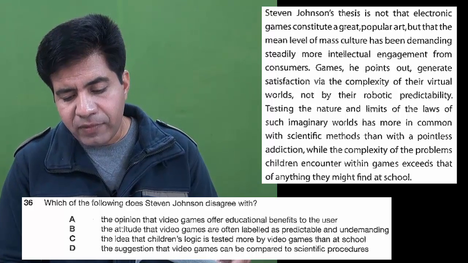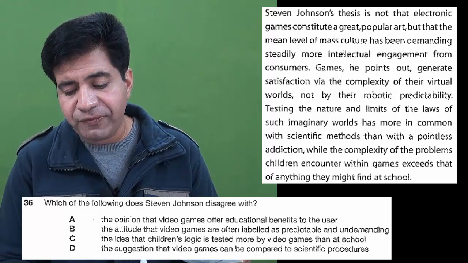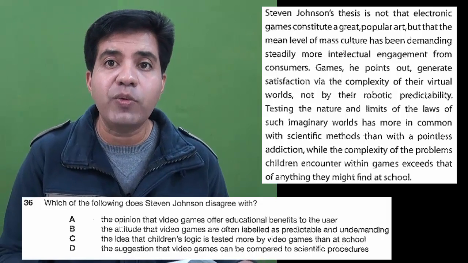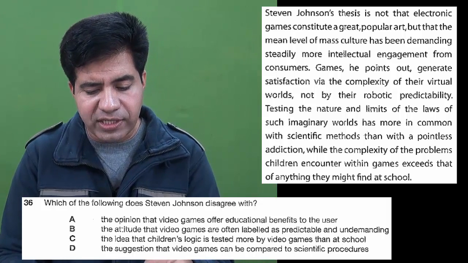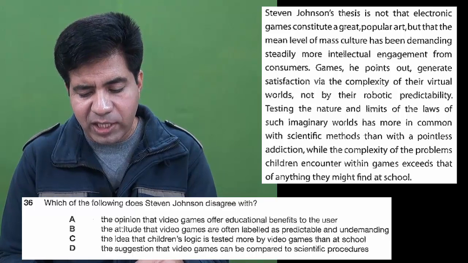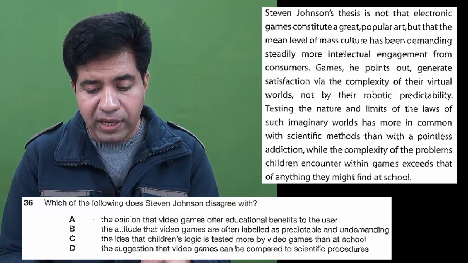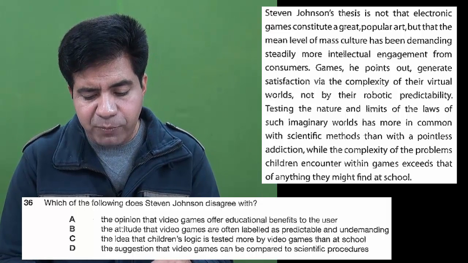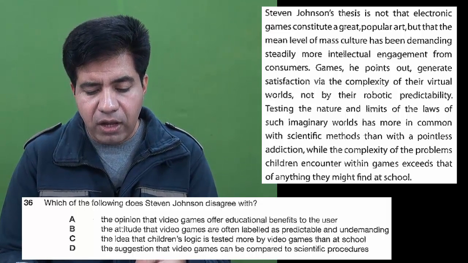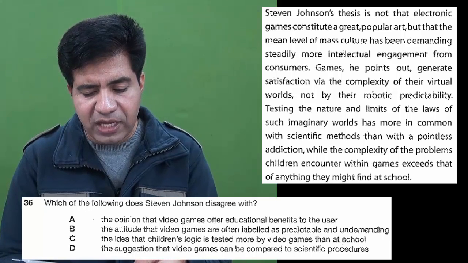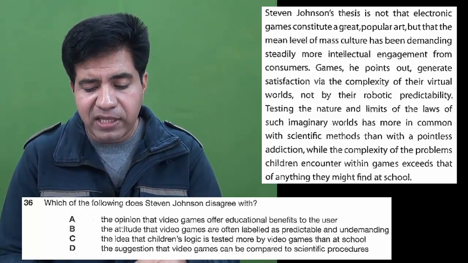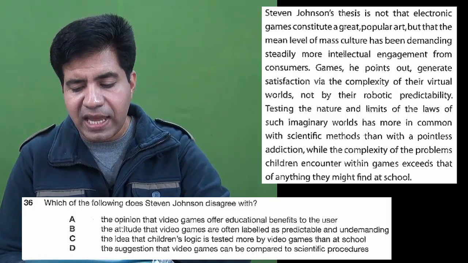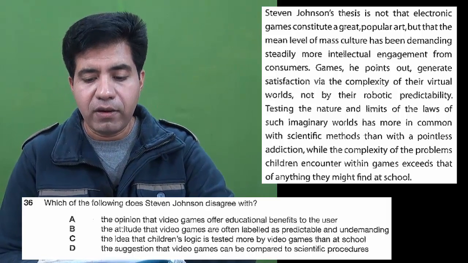And there they are saying the attitude that video games are often labeled as predictable and undemanding. He actually disagrees with that. If you read how it's written, has been demanding steadily more intellectual engagement. He disagrees with that from consumers. Games, he points out, generate satisfaction via the complexity of their virtual worlds, not by their robotic predictability. And they're using the word predictability and undemanding, right?